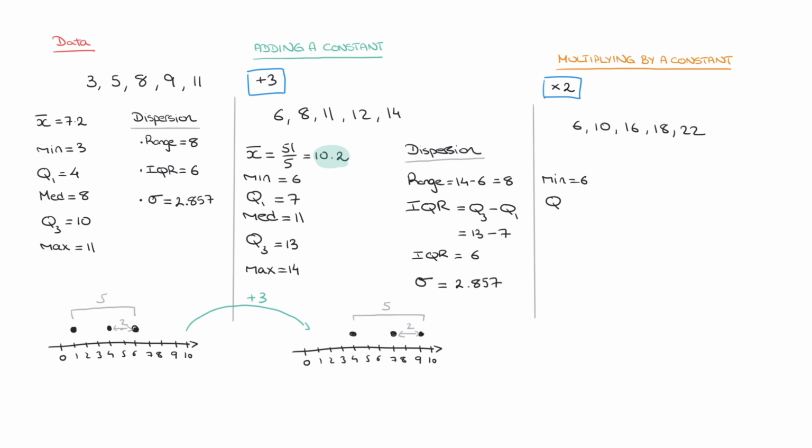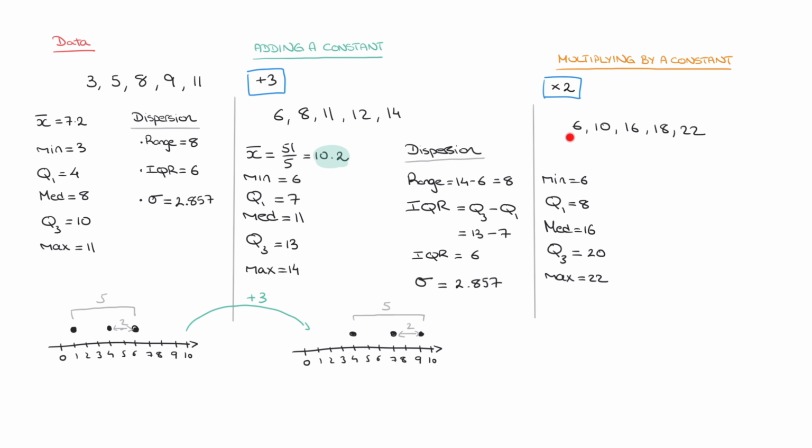The lower quartile Q1 would be the average of 6 and 10, which is just equal to 8. The median value would be the 16 we have in the middle of our list here. So the median is equal to 16. The upper quartile Q3 would be the average of 18 and 22. So that's equal to 20. And the maximum value in our list would equal 22.